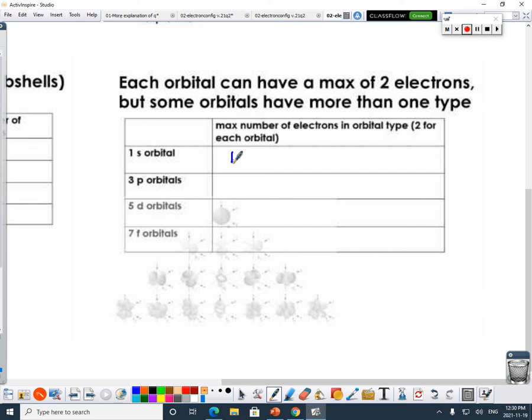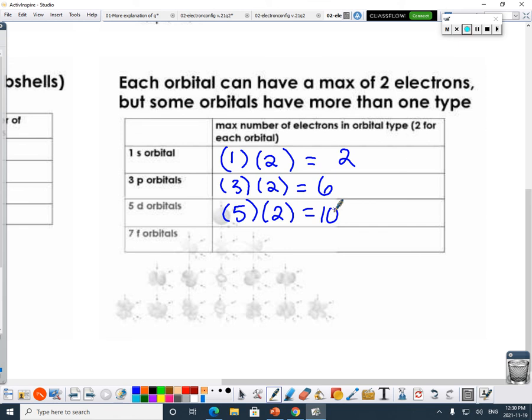So 1 s orbital, 1 times 2 is 2. 3 p's, 3 times 2 is 6. 5 times 2 is 10. 7 times 2 is 14. We did that yesterday. We went 2, 4, 6, 8, 10, 12, 14, right? So instead of drawing the shapes, we're going to use numbers and letters S, P, D, F. That also corresponds with the periodic table, so we'll look at that in a second.